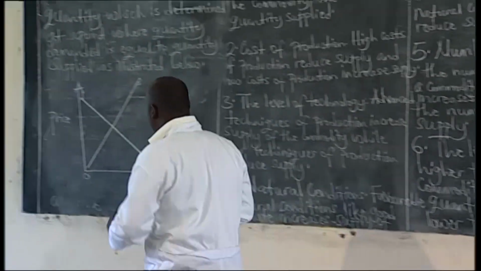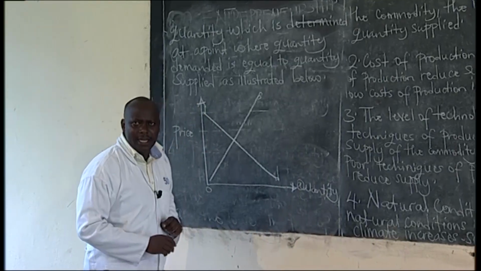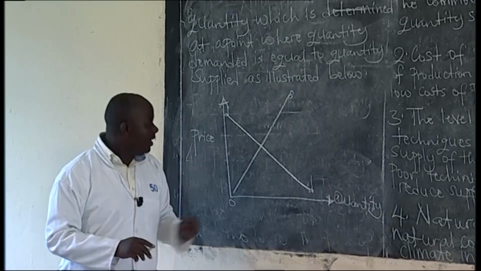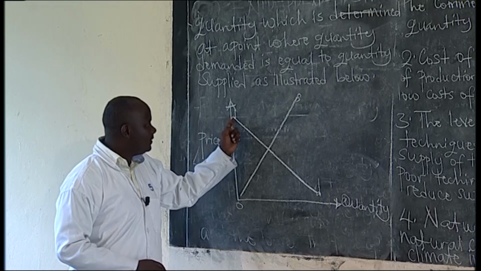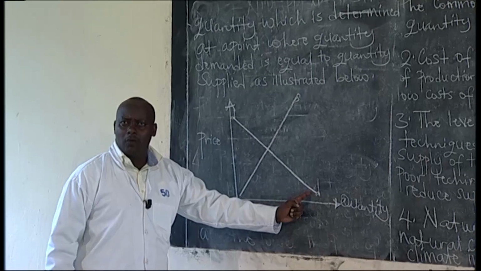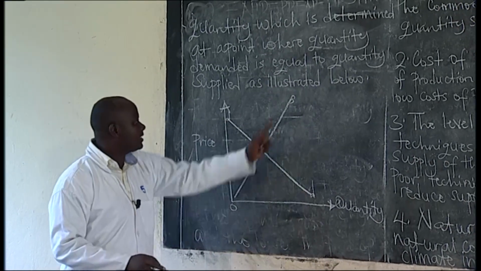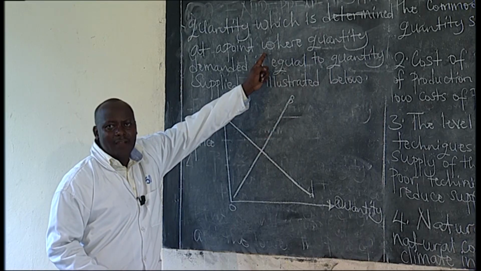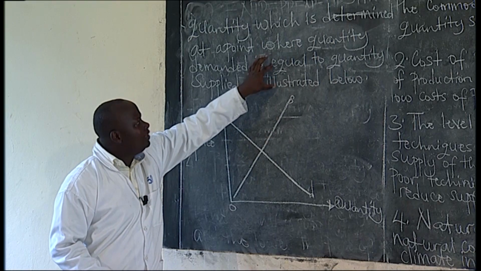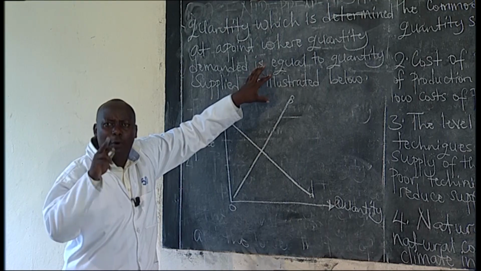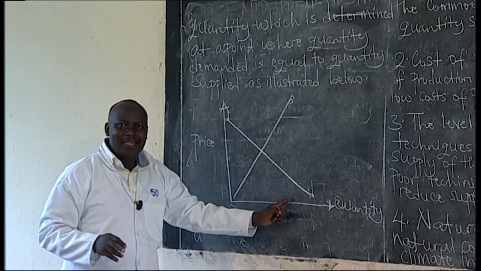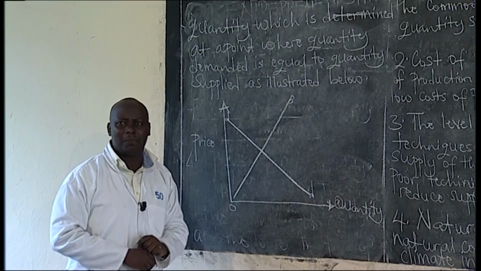Now, how do we determine the equilibrium quantity and the equilibrium price? We have two curves. This is the demand curve, which slopes downwards from the left to the right. This is our supply curve. And we have said that the equilibrium quantity and the equilibrium price is determined at a point where demand meets the supply curve.